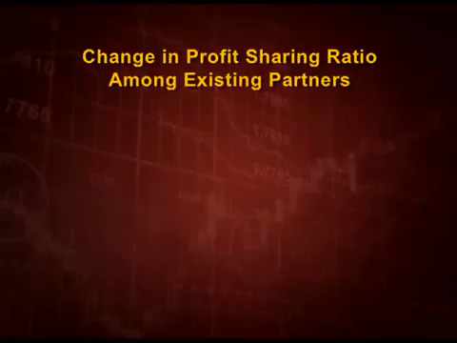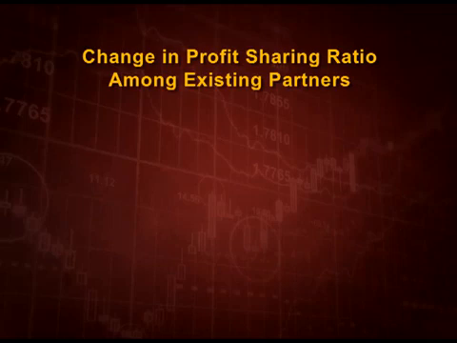When there is a change in profit sharing ratio among the existing partners, if A, B and C are 3 partners and they have changed their ratio, it will again have the same impact as in case a new partner is admitted. They will change all their capitals adjustment and they will do all the goodwill adjustment once again.